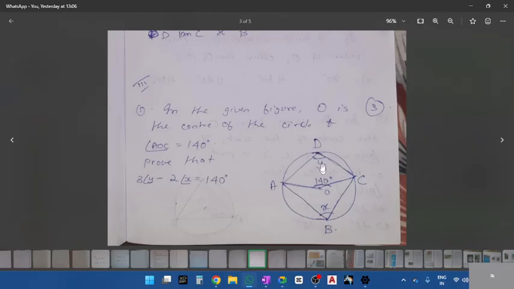Then this equation, it's a basic question. 140 is given. If you want to find x, you should know the property. If you want to find y, you should know the property. It's a cyclic quadrilateral. All four sides are touching the circle.